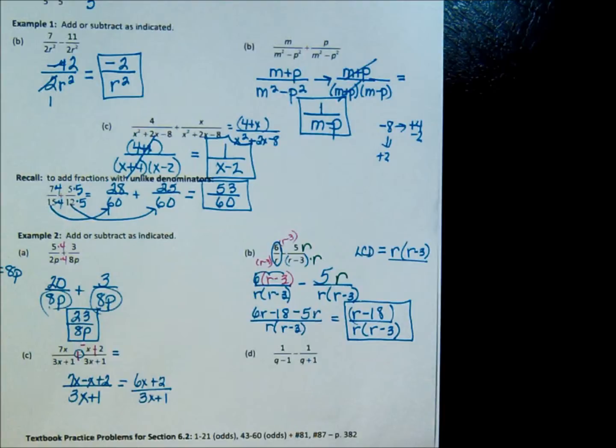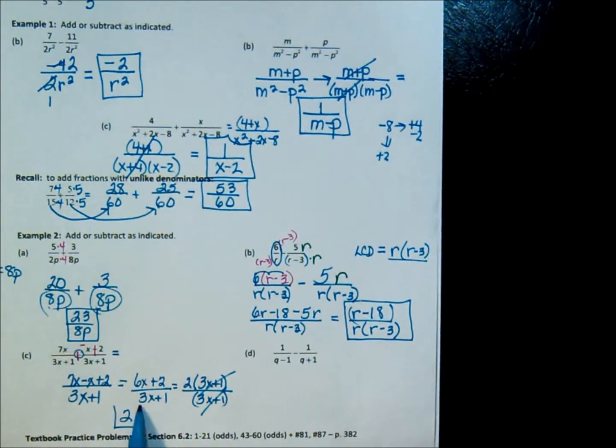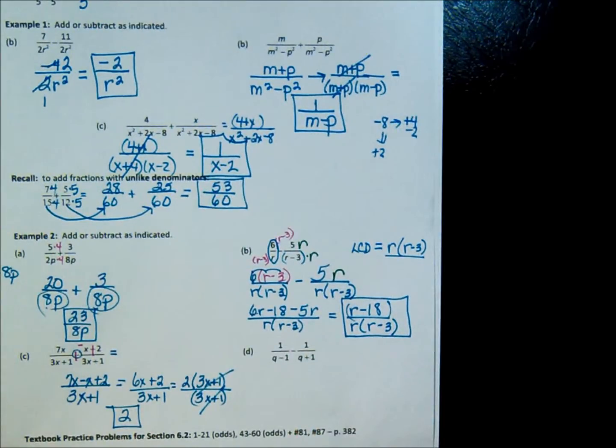You may think you're finished, but you're not, because I can see that I can factor something out of my numerator. So I factor out a 2, and I end up with 3x plus 1 over 3x plus 1, and look there. We can cross cancel that, and my final answer is nothing but just a 2. So you always want to factor if you can to see if anything else will cancel out.